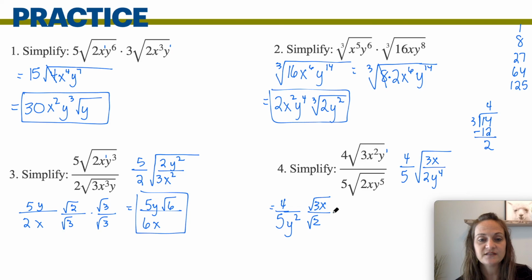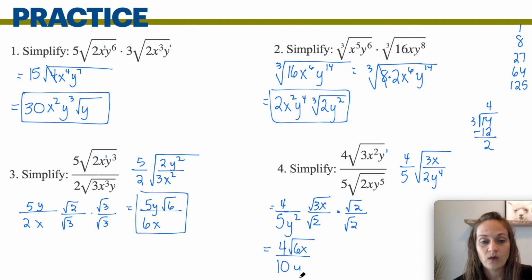The only thing we have still to do is the fact that we have to get rid of this square root of 2 because we still have a square root in the denominator. So we're going to multiply the top and bottom by the square root of 2. So on top, we're left with 4 times the square root of 6x, because 2 times 3x is 6x. And then on bottom, we are left with 5 times 2, which is 10, and then y squared. Again, square root of 2 times square root of 2 is the square root of 4. Square root of 4 is 2, and that's why 5 times 2 gives you 10.